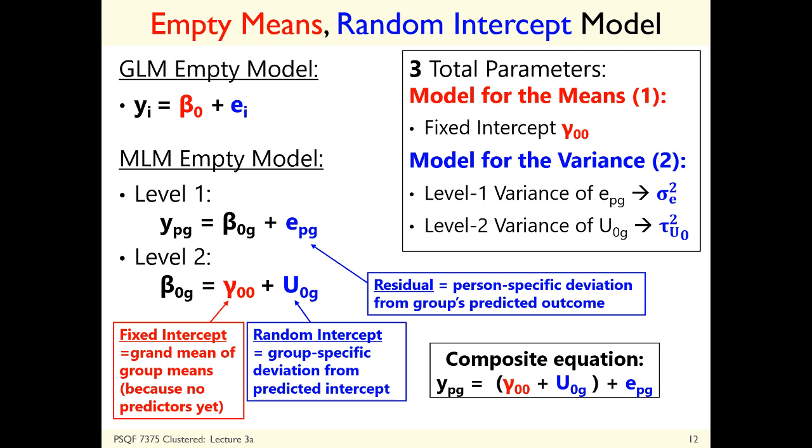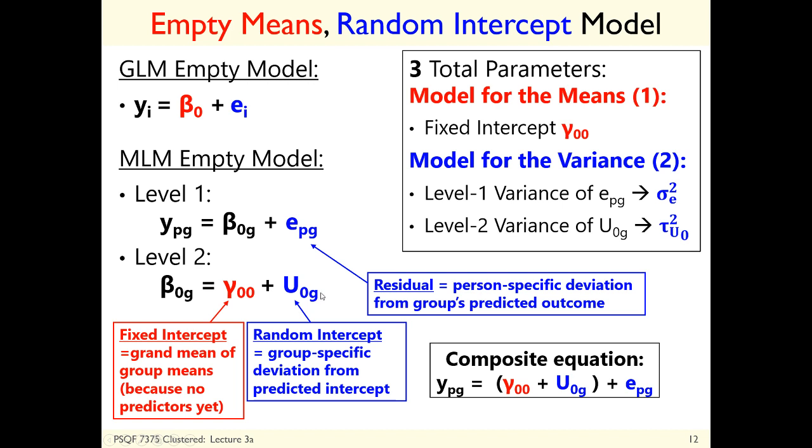It comes from a linear combination. So this new y-looking thing, this is gamma. This is a fixed effect. This is the fixed intercept specifically. So gamma 0, 0, in this model, because we have no predictors, it's going to be the grand mean of the group means.